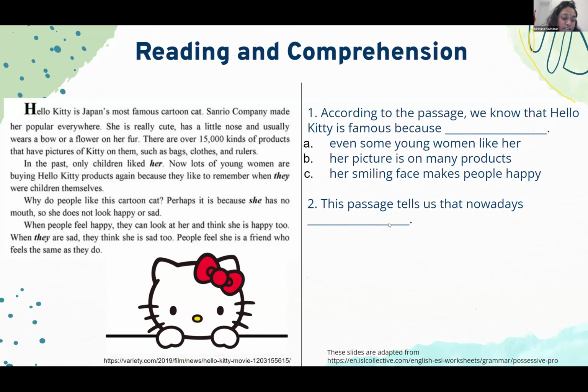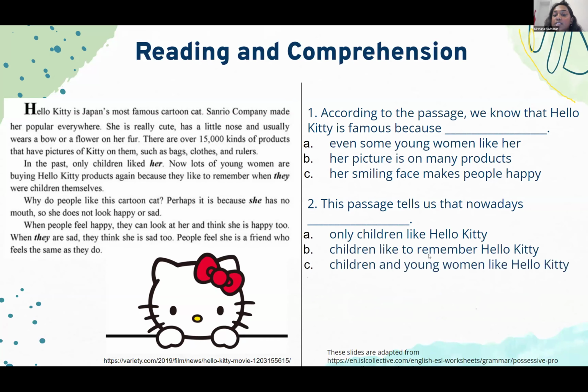Okay, so the next one. The passage tells us that nowadays, A, only children like Hello Kitty. B, children like to remember Hello Kitty. And C, children and young women like Hello Kitty. What do you think the answer is? C, children and young women like Hello Kitty. Very good. Where do they say this? It's because they say now lots of young women are buying Hello Kitty products again because they like to remember when they were children themselves.